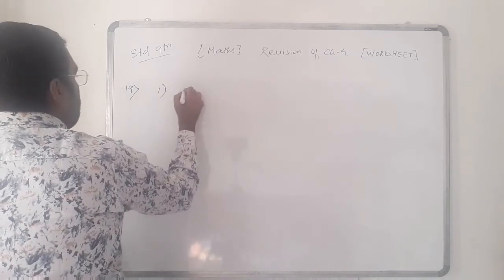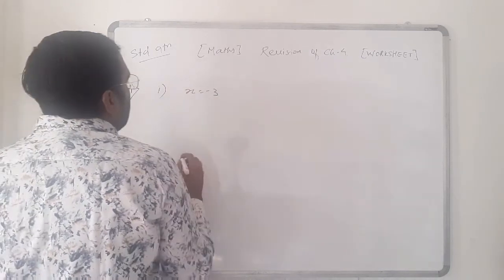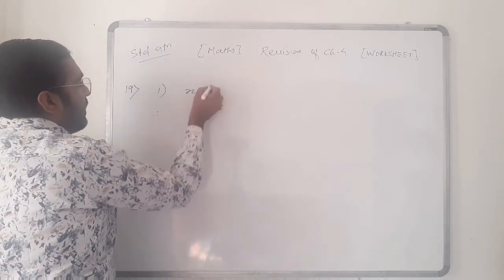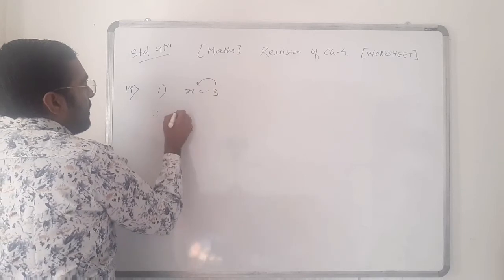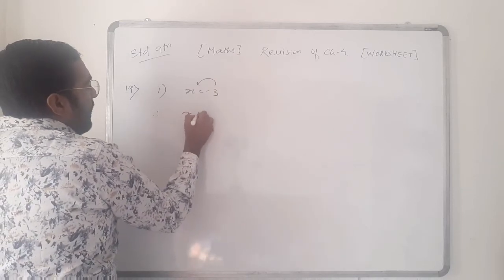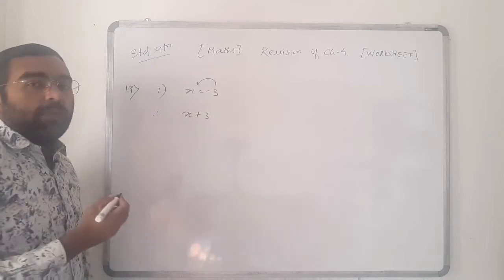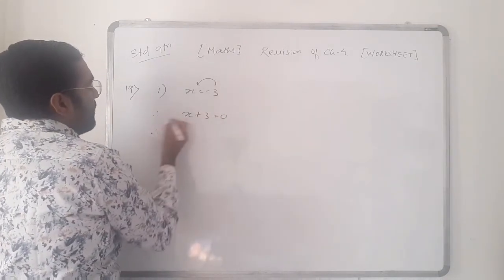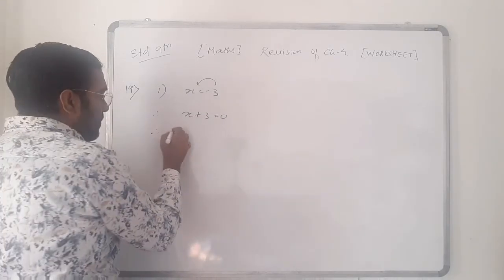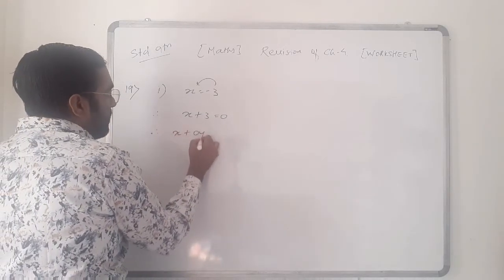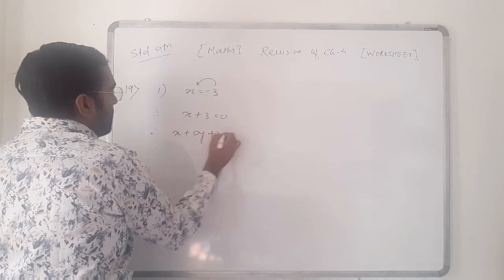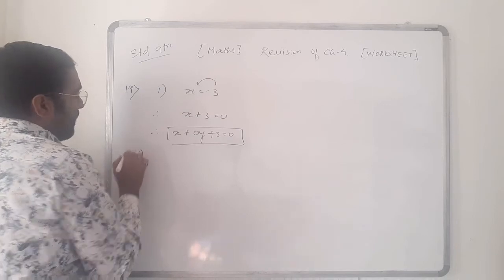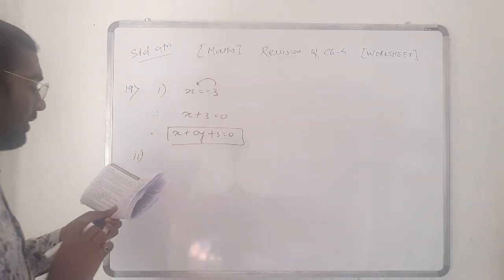First one, x equal to minus 3. We should write the linear equation in two variables. Here the value of x is given, the value of y is not given. So first of all we shift minus 3 to the other side, so x plus 3 equal to 0, and since the value of y is not given, I will take x plus 0y plus 3 equal to 0. This is my linear equation in two variables for the first one.